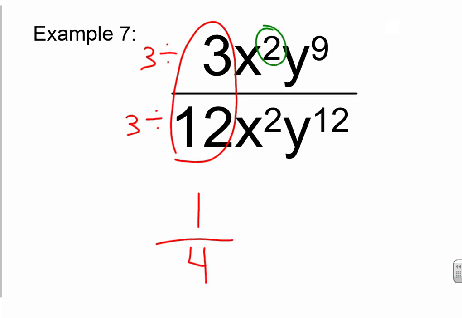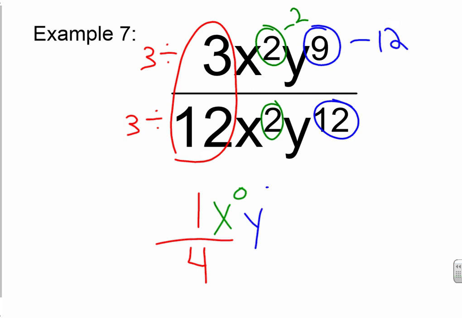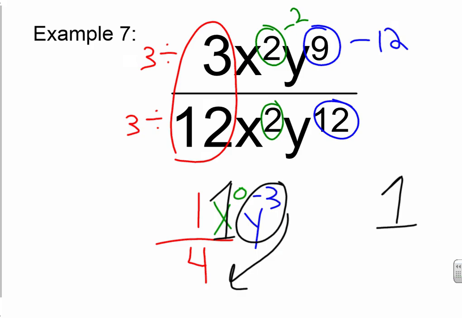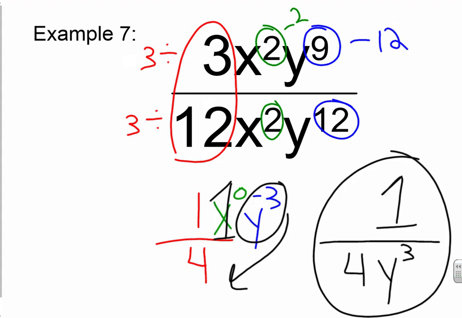When I'm here, I do 2 minus 2, which gives me x to the 0 power. I then do 9 minus 12, which gives me y to the negative third power. To simplify everything, I take my negative exponent and I shove it. I know that my 0 exponent is just 1. So what I end up with is 1 on top over 4 y to the positive third. And here you have it, is your final answer for number 7.